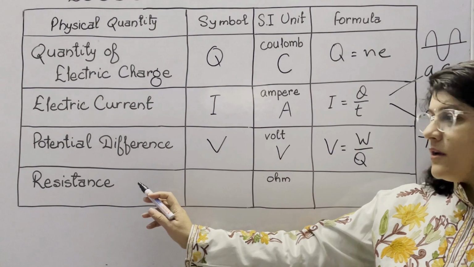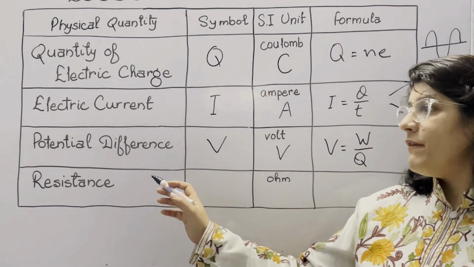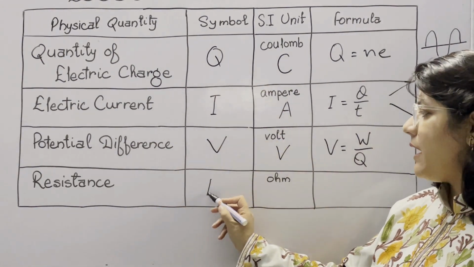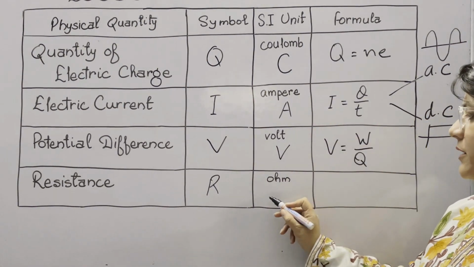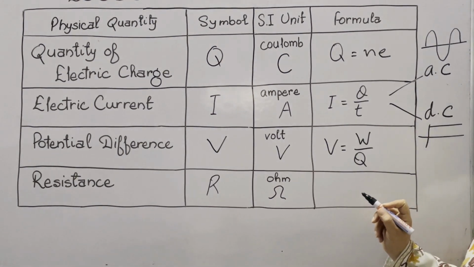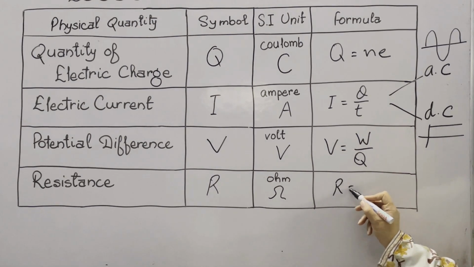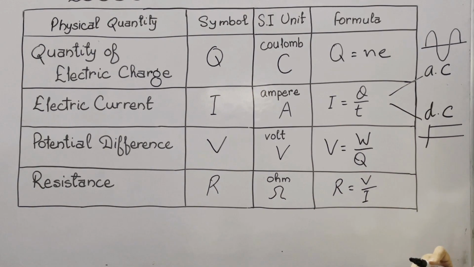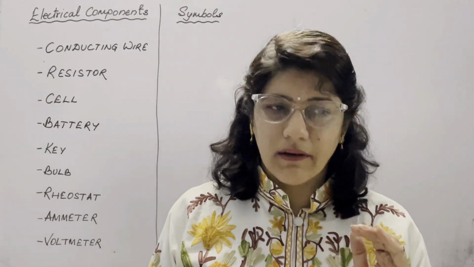Next is resistance, which is the obstruction or the friction offered to the flow of current when it is passing through a conductor. The symbol for resistance is R, and SI unit for resistance is ohm. Formula for calculating resistance is R is equal to V upon I, where V is the potential difference and I is the current.